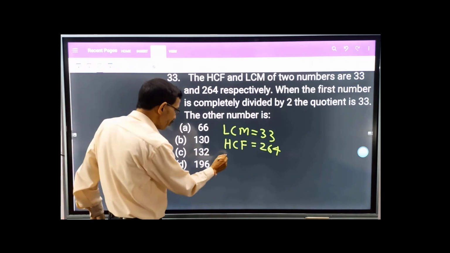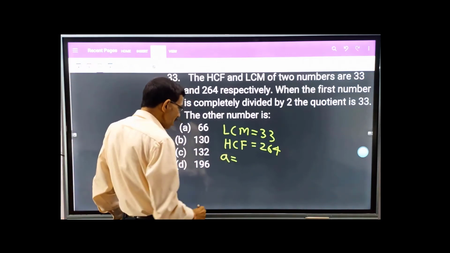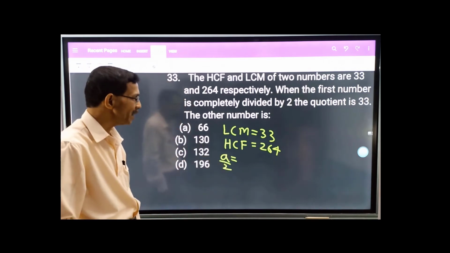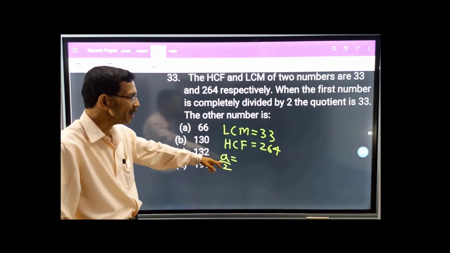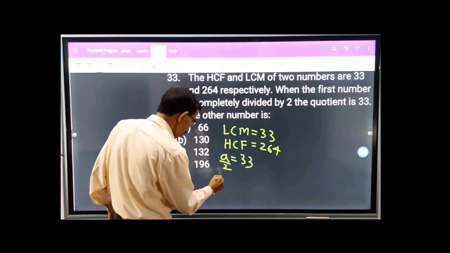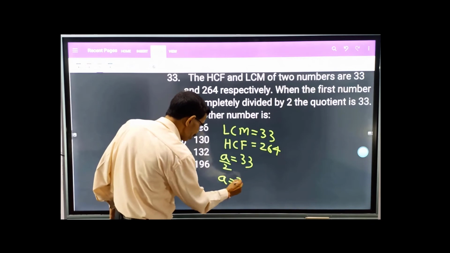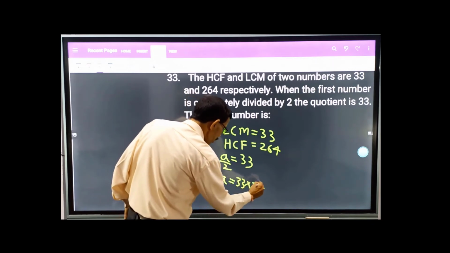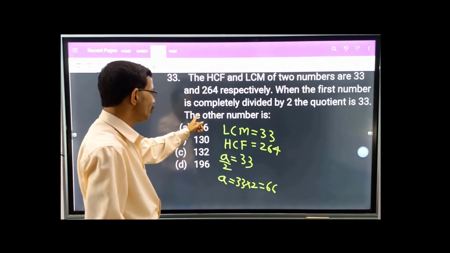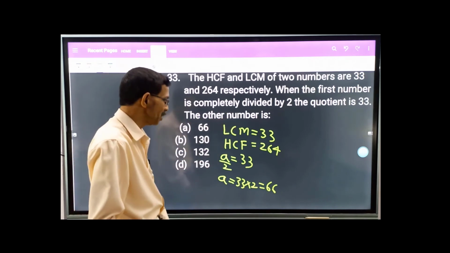So let A be the first number. A is completely divided by 2. That means there is no remainder. If there is no remainder, then quotient is equal to 33. So I can calculate A is equal to 33 into 2, that is equal to 66. Now we know A and we have to find the other number, that is B.